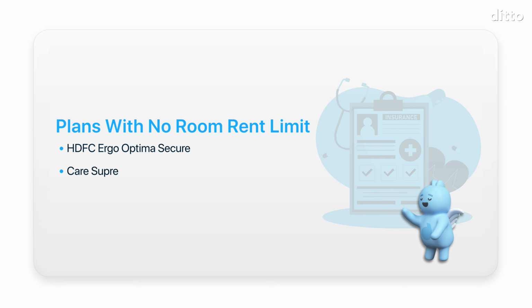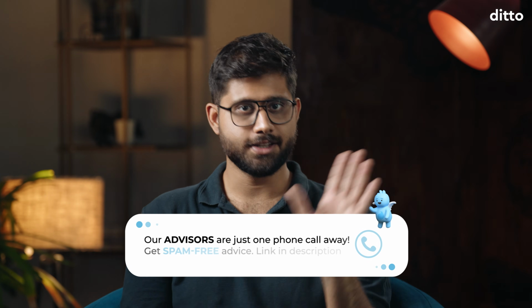Folks, let me tell you that a lot of new age plans now come with no room rent restrictions at all. Plans like HDFC Ergo Optima Secure, Care Supreme, Aditya Birla Active One Max, Niva Bupa ReAssure 2.0 offer full room eligibility. Meaning, you can choose any room and your claim won't get cut down. That's how health insurance should work for you, without hidden surprises.